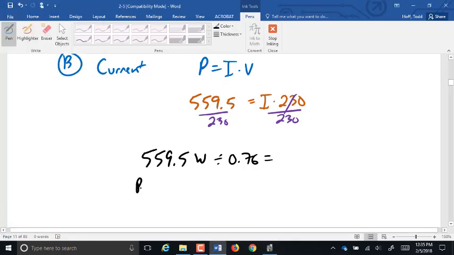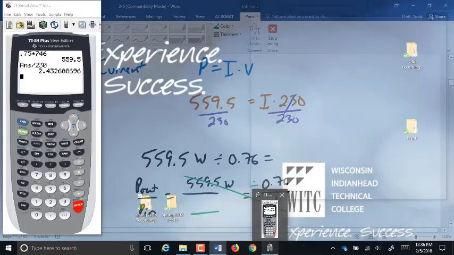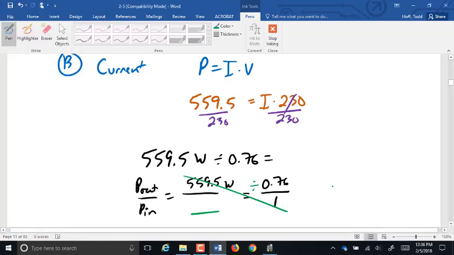Actually, let me set it up for you guys. Remember, it's P out over P in. The 559.5 watts is the P out, the output. We're looking for the input power, and it's 0.76 over 1 is the efficiency. So we'll cross multiply and divide, which gives us that input power. So we are dividing by 0.76. Gives us 736.18.